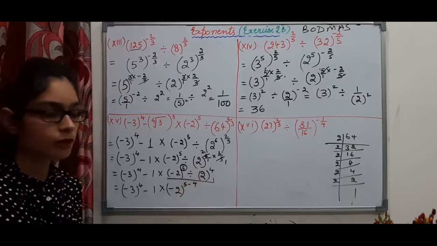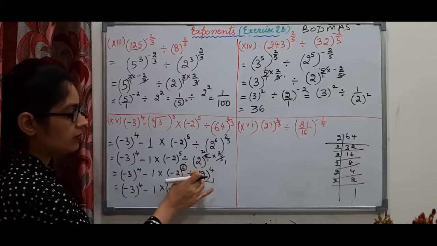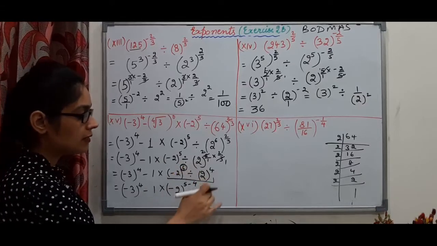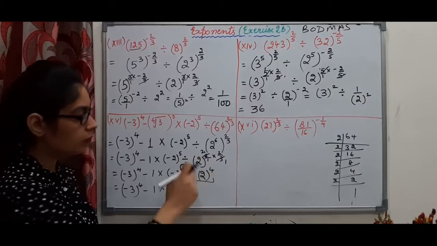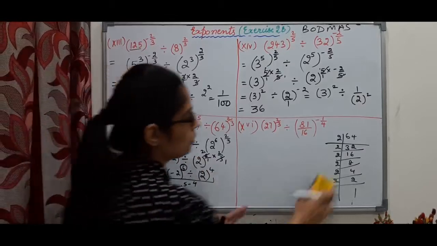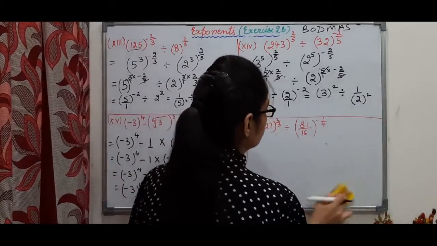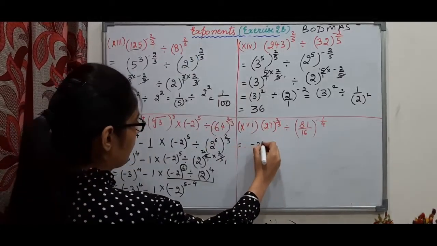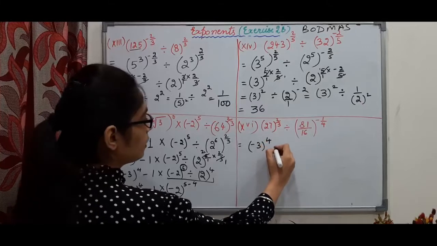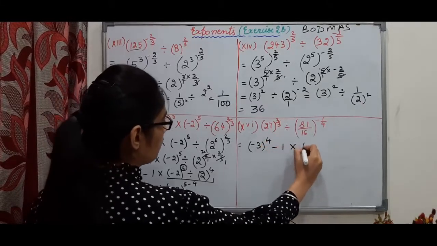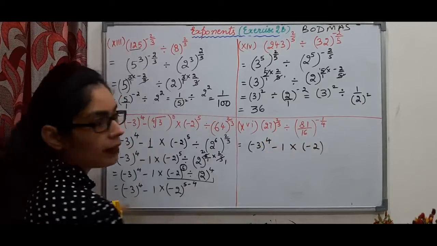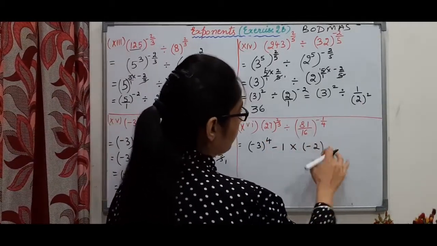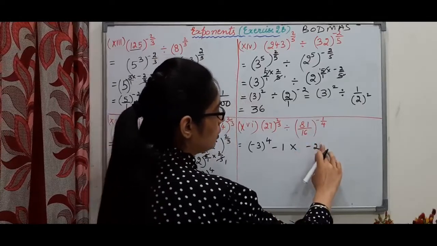Base is the same, division is there, so quotient rule we are applying. If the bases are the same and the numbers are getting divided, we have to subtract the powers. So I can write it as minus 3 to the power 4 minus 1 into minus 2 to the power 5 minus 4, which is 1. You can write 1, or if you don't write it, it won't make any difference.